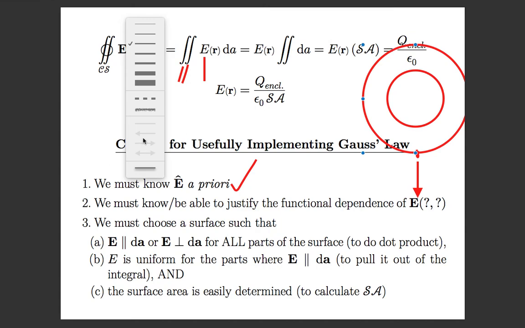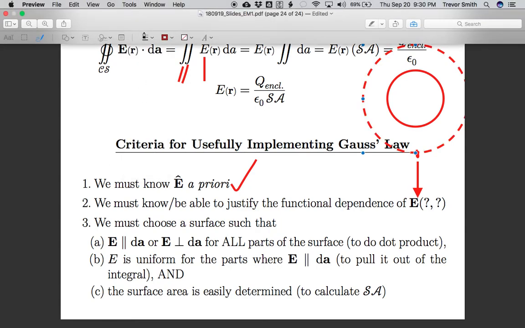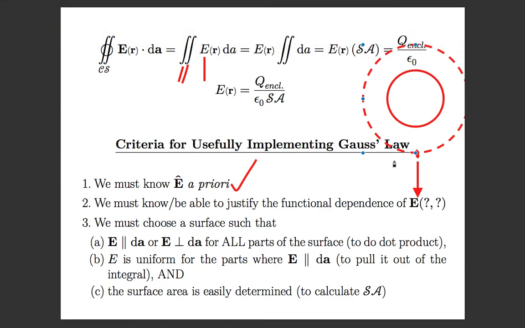Now, a couple of things that I want to clarify here. First of all, this is an imaginary surface. This is not a real object. That's something that's very important to recognize, that we're making this up. We're using this as a theoretical construct to imagine what this surface would be.